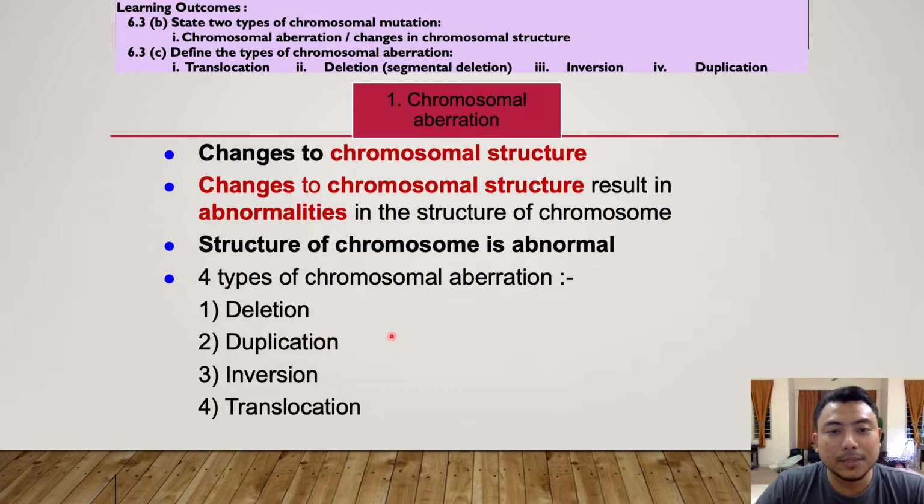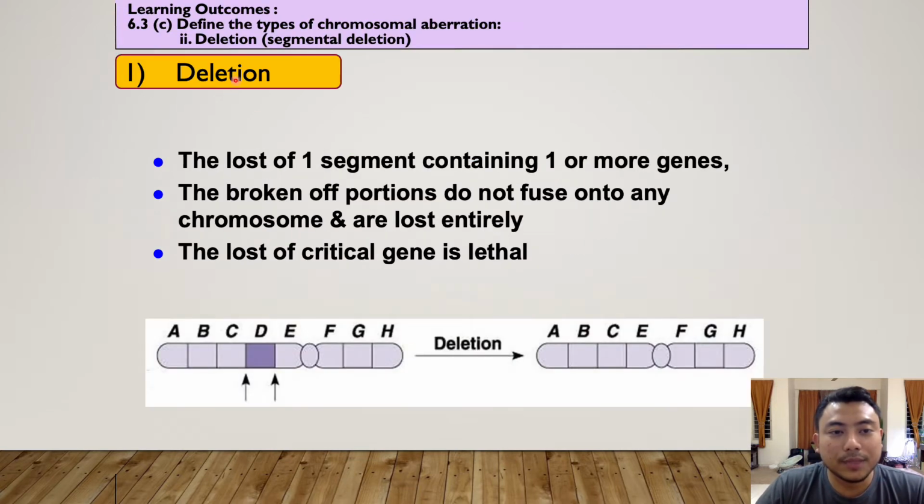Lebih kurang lah sama sikit macam gene or point mutation tu. We have deletion, duplication, inversion, tapi translocation tak ada dekat sana. Okay, tak ada dekat gene mutation. Okay, we look at the first one, deletion.